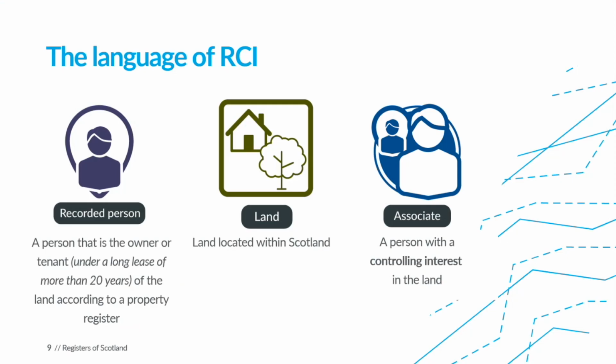In RCI, we have two parties, the recorded person and the associate. The recorded person is the owner or tenant of land in Scotland. The definition of land can include buildings and other structures. Then we have the associate. This is the person or persons who has significant influence or a controlling interest in the land owned or tenanted by the recorded person. I'll explain what we mean by both of these roles in more detail shortly.